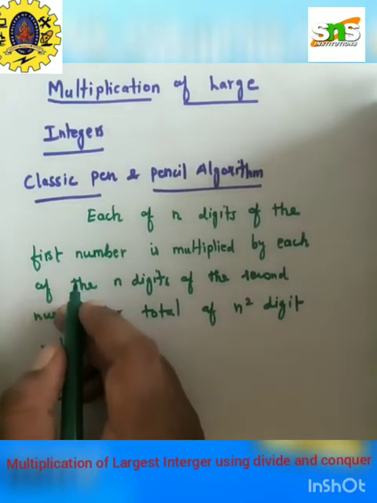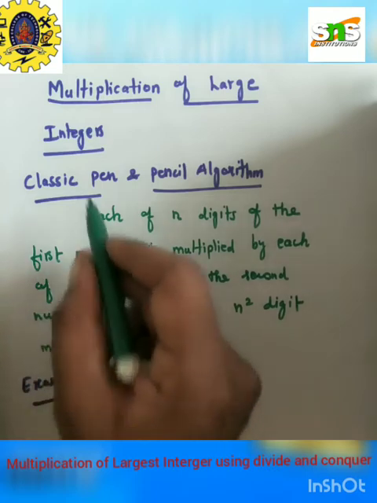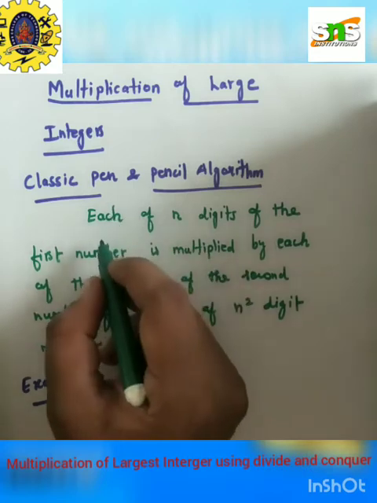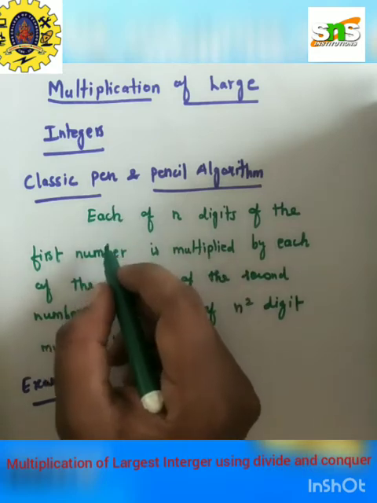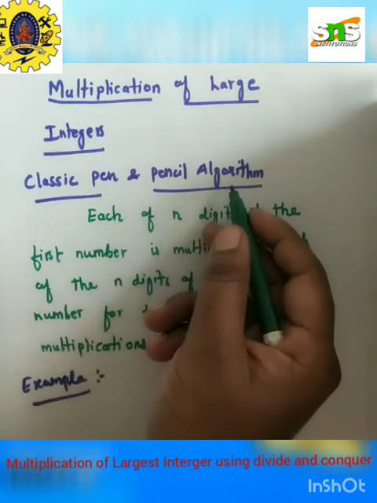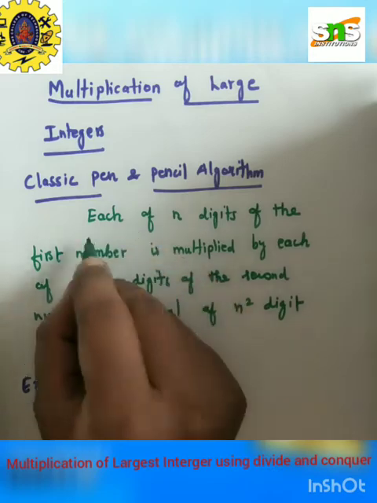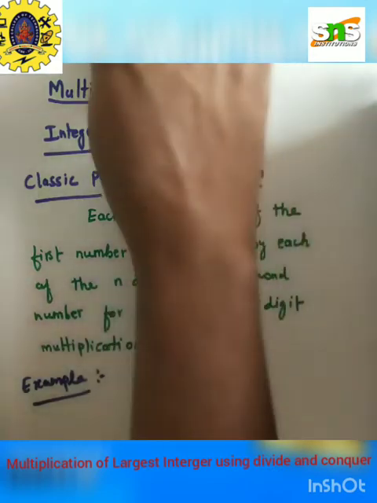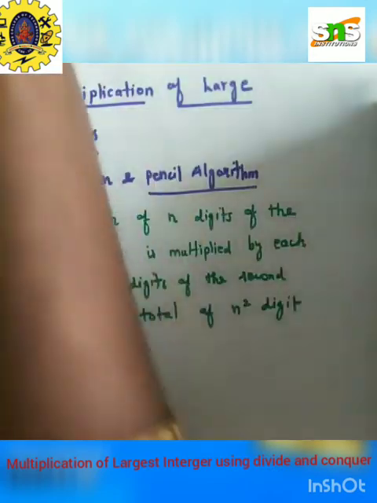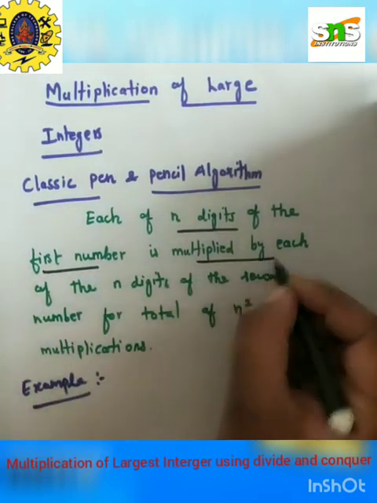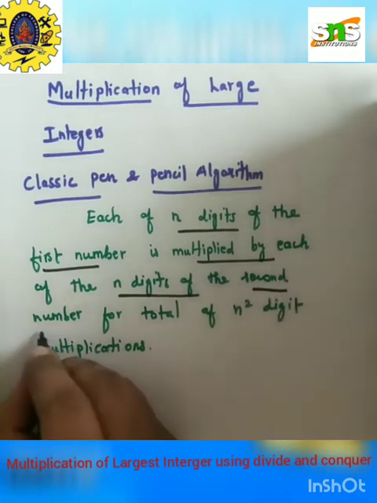So welcome to today's session on multiplication of large integers using a divide and conquer strategy. Before we move to the divide and conquer strategy, we have a primary algorithm called the pen and pencil algorithm for larger integer multiplication. If you have n digits in the first number, each of them is multiplied by each of the n digits of the second number.